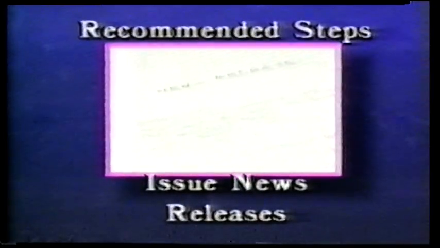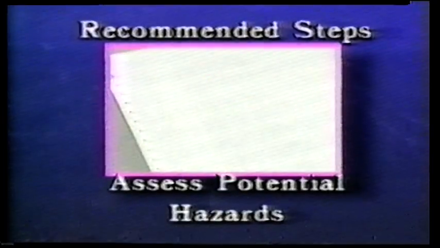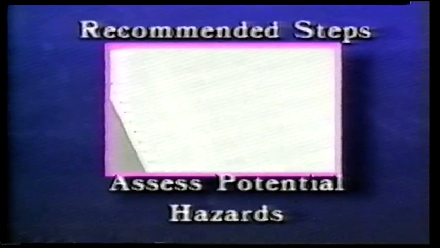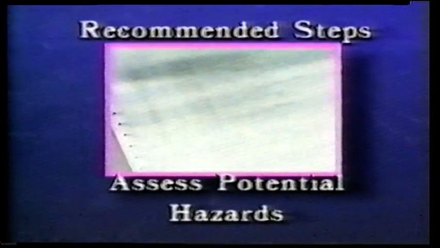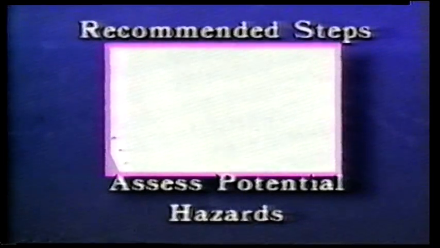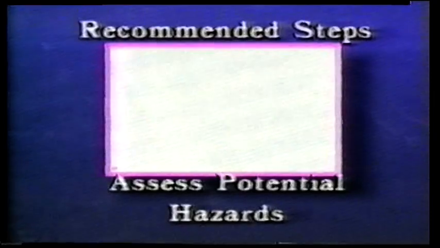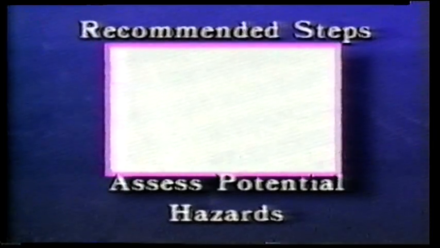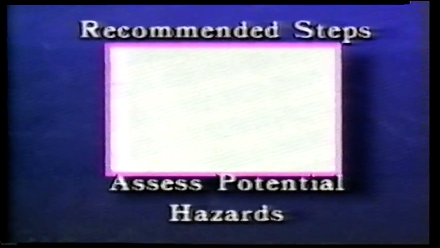Issue news releases to radio, TV, and the print media to help inform and educate residents about the impending survey program. Assess potential hazards. Start with a meter list and prioritize potential hazards such as car washes, mortuaries, hospitals, plating plants, and so forth. These high-hazard installations should be the first sites inspected.